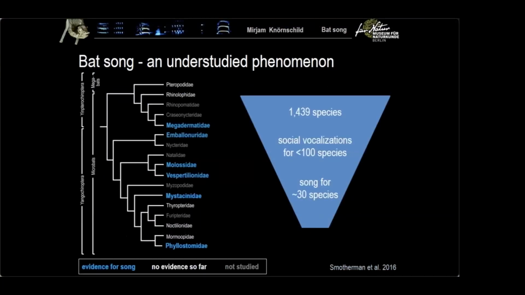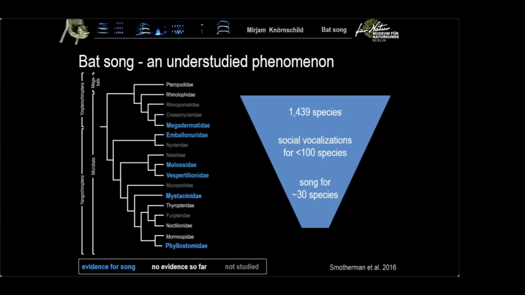I personally think that bat song is a really, really interesting phenomenon, but sadly it's also a rather understudied one. What you see here on the left-hand side is a phylogeny of the recent extant bat families, and it's not important really to read all the details or know all the names, but just as a visual impression for you, the families that are highlighted here in blue are the ones in which we have examples of song, whereas the families in white are the ones for which we don't have any evidence for song so far. And my main point being the families in gray are the ones that are simply not studied at all.